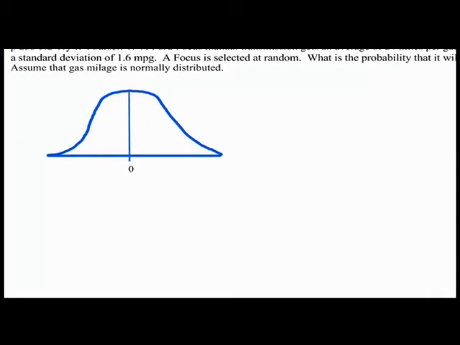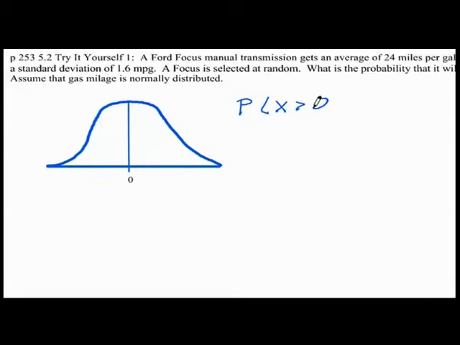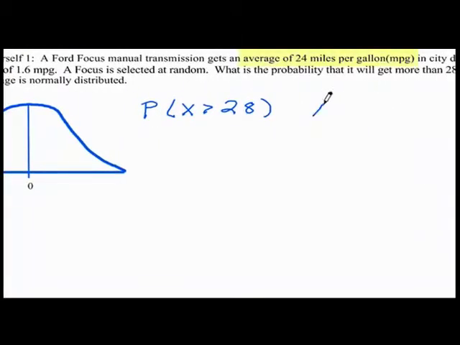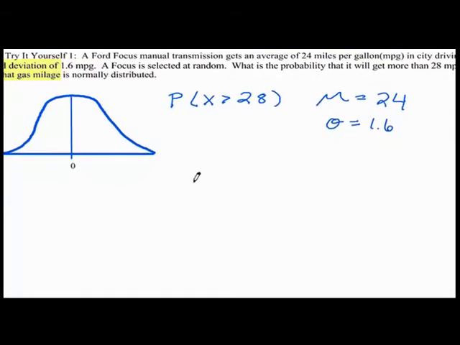And so what we're given here is we're asked to find the probability that X is greater than 28 miles per gallon. And we're told that the average, or the mu, is equal to 24 miles per gallon. And this standard deviation, or our sigma, is 1.6 miles per gallon. And so we're going to use our z formula. Our z formula is x minus mu over sigma.